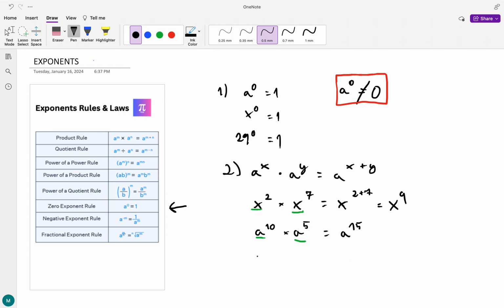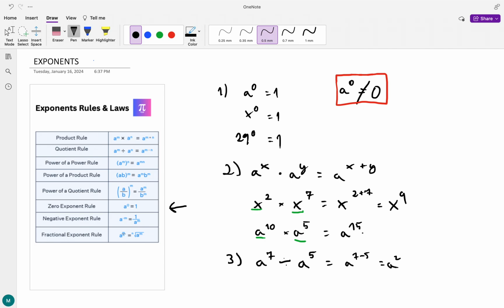Simple enough. Okay, let's move on to the quotient rule, a very useful one. So this one involves division of bases with different exponents. So let's consider a to the power of 7 divided by a to the power of 5. Then we can write it out as a to the power of 7 minus 5, or simply a to the second. Now, you might be asking yourself, why are all of these rules necessary?